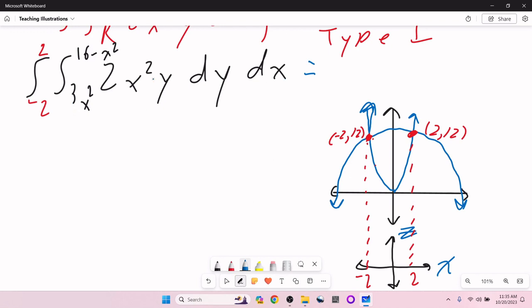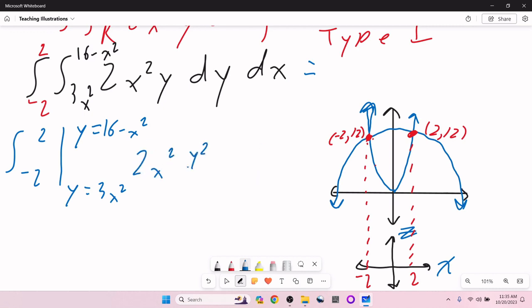Okay, so we need to do the y integral first. So we'll get -2 to 2, and then from y equals 3x squared to y equals 16 minus x squared of, let's see, the integral of y is y squared over 2, so 2 times x squared times y squared over 2. I guess those will strike out. dx. So now we need to plug in for y.